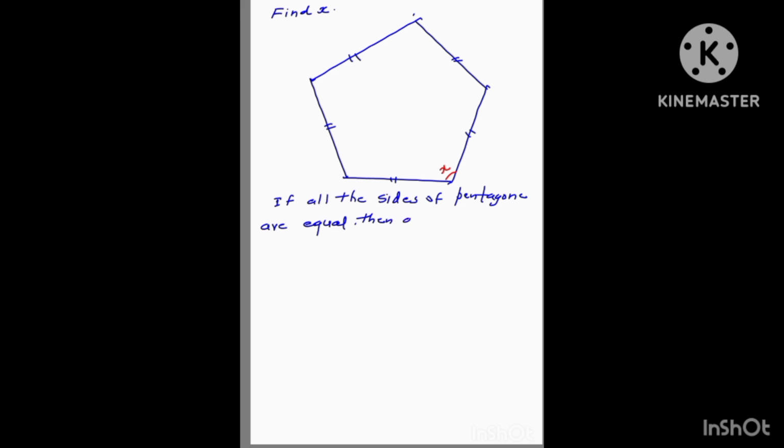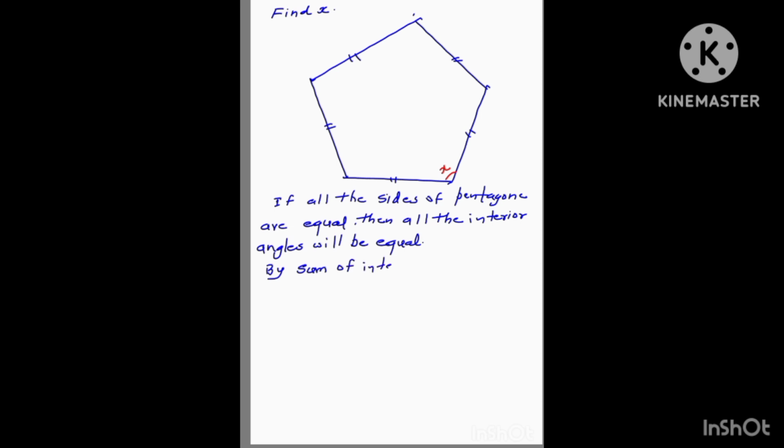Another rule is that the sum of the interior angles of a pentagon, or any polygon, as we have seen many times in many problems, is equal to n minus 2 into 180.